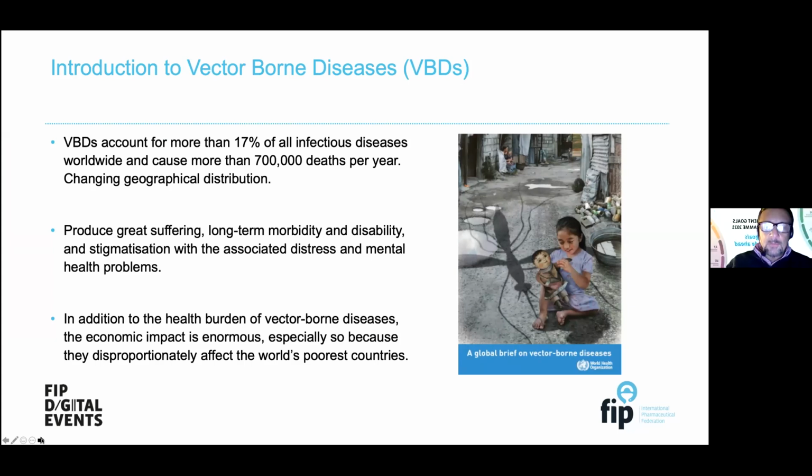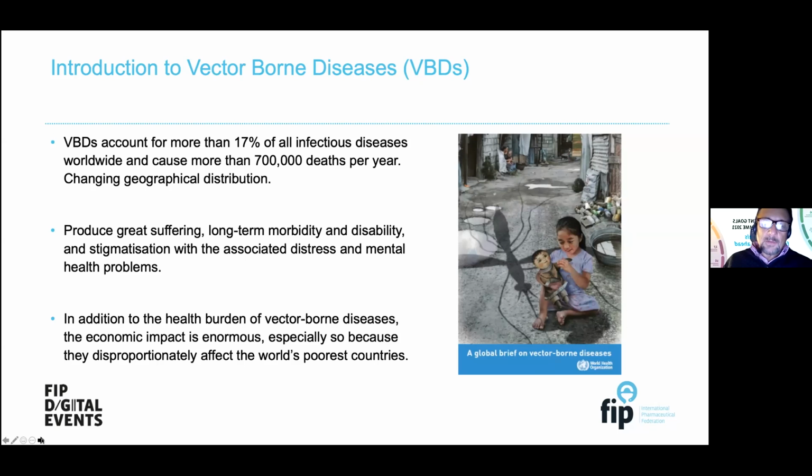I am the president of the Forum of the Americas, and we have been working in the regions in this area of vector-borne diseases. Vector-borne diseases account for more than 70% of all infectious disease worldwide and cause more than 700 deaths per year. We know that climate change is also having a great incidence on how vector-borne disease is moving and affects the global distributions.